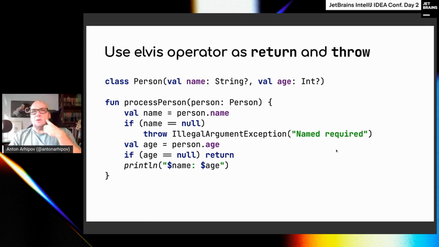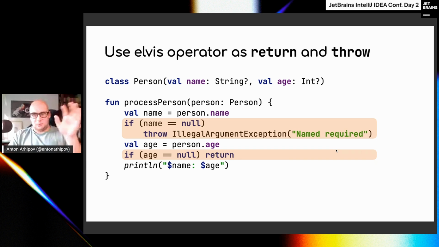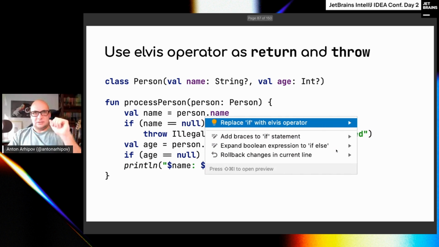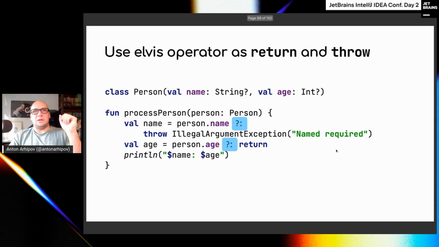Or we can use the Elvis operator for the same null checks in our control flow. So I'm checking for the null here. If the name is null, then I'm throwing the exception, or if the age is null, I'm just returning from the function. And using the Elvis operator, we can express the same. It will be just a little bit more concise. So if I replace if with the Elvis, it looks like this. It's practically the same, but the code became slightly more concise, maybe a little bit nicer. So this is what makes this an idiomatic use of the Elvis operator.